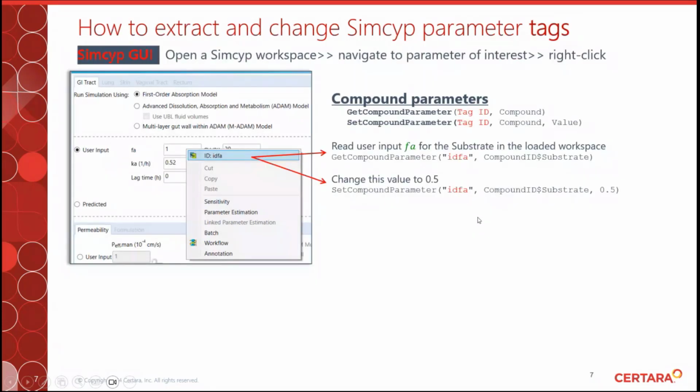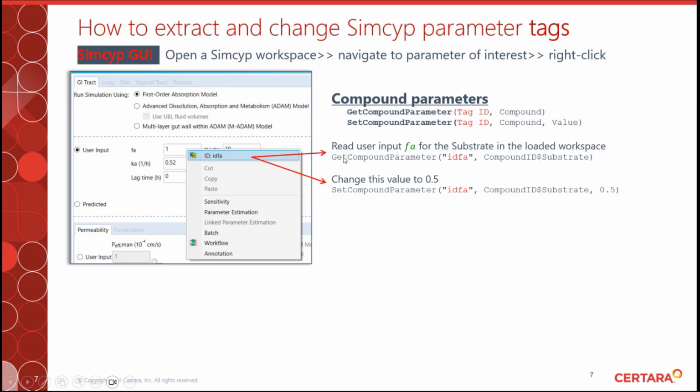So now I'm going to talk about how to extract and change Simcyp parameter tags. As I mentioned before with an example with the molecular weight, in this example, we can see that we're interested in the FA value. For compound parameters, so this is any parameter that you see in the substrate tab, for example, we use the function called get compound parameter. Within this function, you will need to specify the tag ID and also the compound.